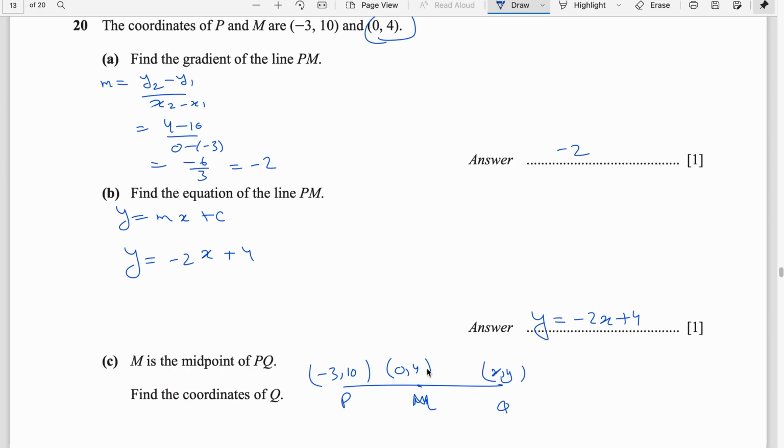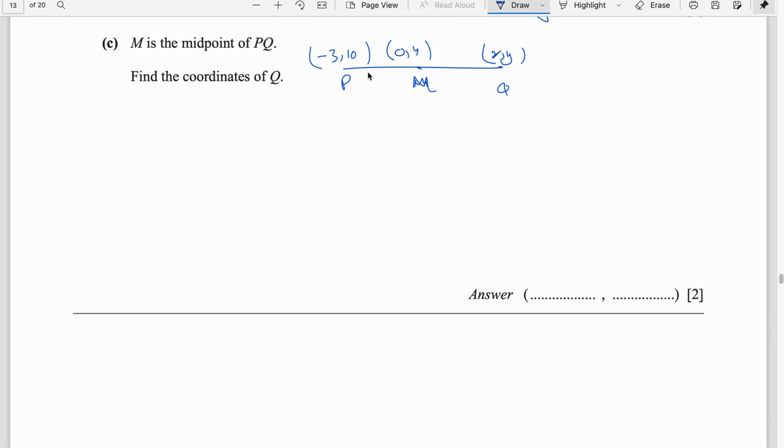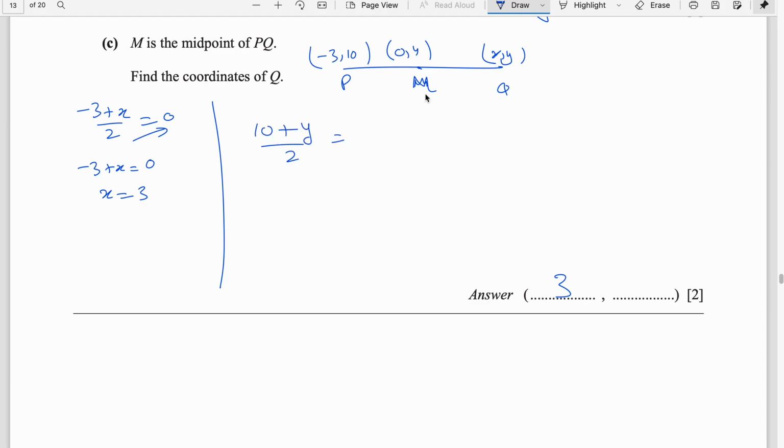So if M is the midpoint, we can rightly say that (x1 + x2) by 2 is equal to 0. So -3 + x is equal to 0. x is equal to 3. On the other side, (y1 + y2) by 2 is equal to 4. So 10 + y is equal to 8. y is equal to 8 - 10. y is equal to -2.